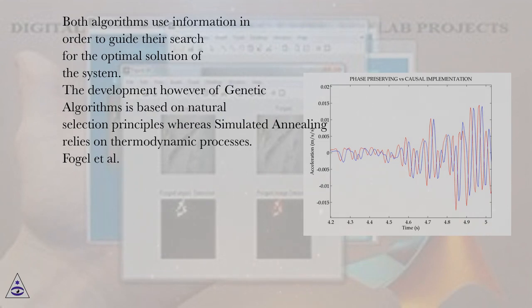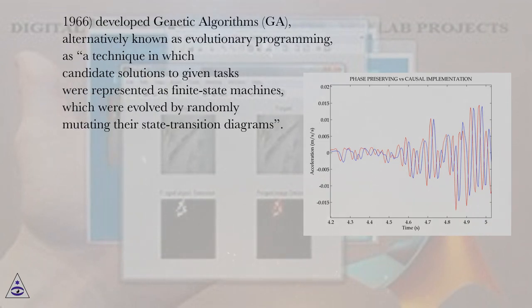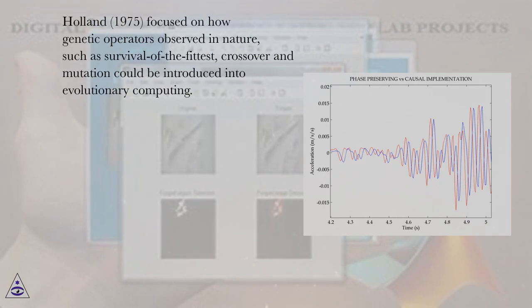Fogel et al., 1966, developed genetic algorithms, GA, alternatively known as evolutionary programming, as a technique in which candidate solutions to given tasks were represented as finite state machines, which were evolved by randomly mutating their state transition diagrams. Holland, 1975, focused on how genetic operators observed in nature, such as survival of the fittest, crossover and mutation, could be introduced into evolutionary computing.